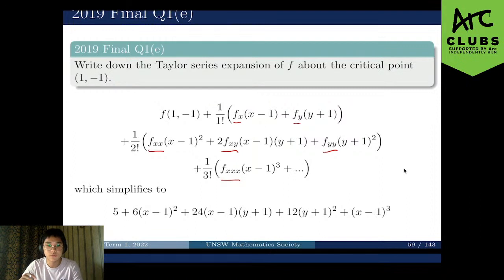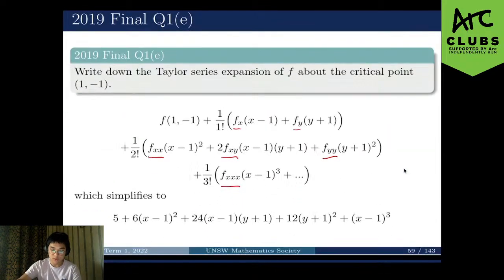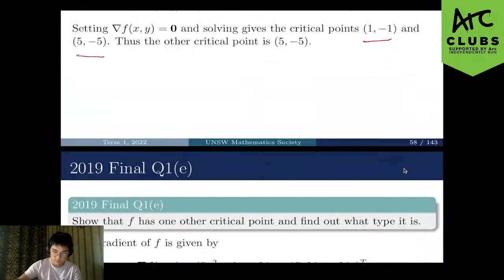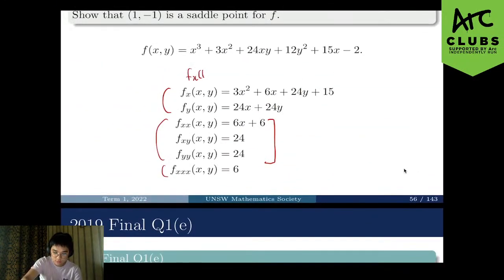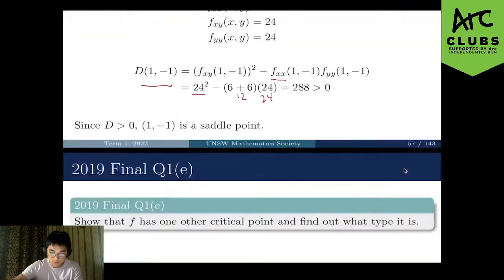So we're just going to sub in the values of these derivatives at (1, -1). So for example, fx at (1, -1) is going to be equal to 3 plus 6 minus 24 plus 15. So that's what? 9 plus 15. That's actually equal to 0. So fx at (1, -1) is equal to 0.